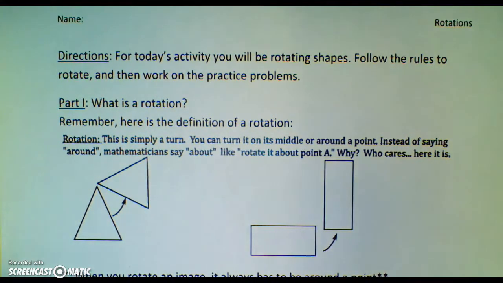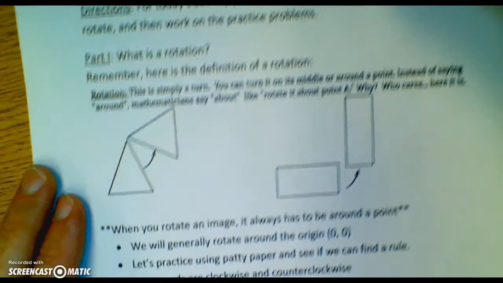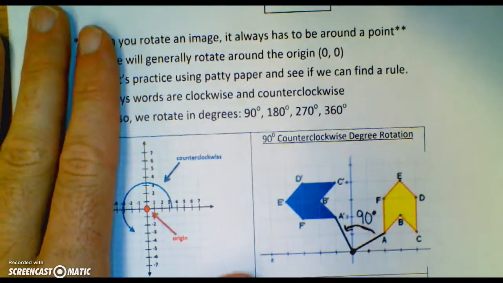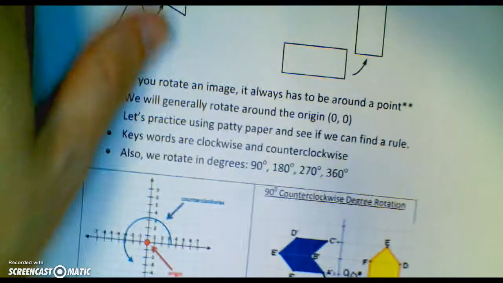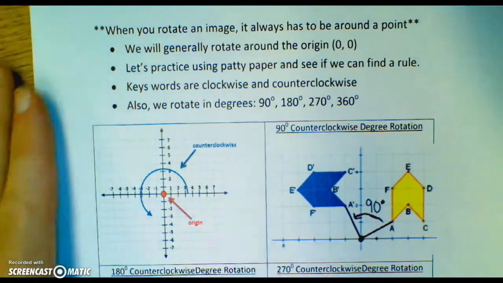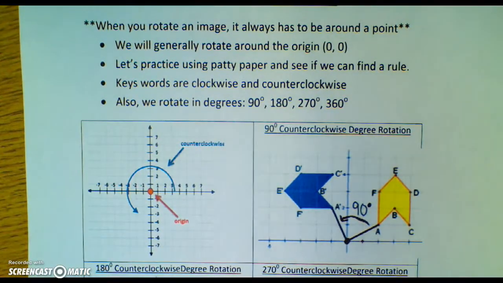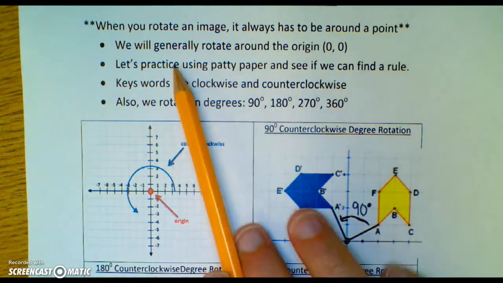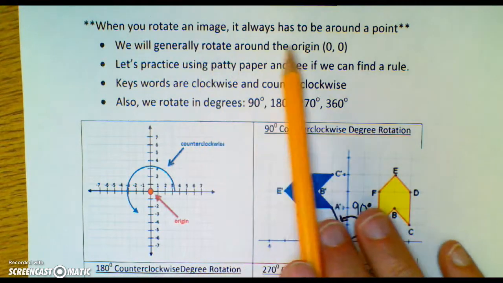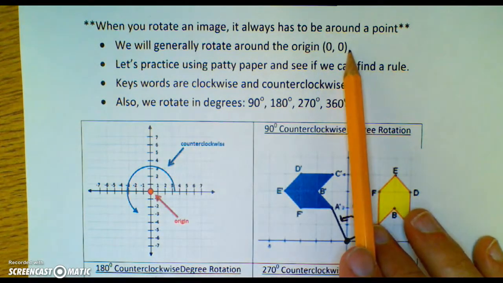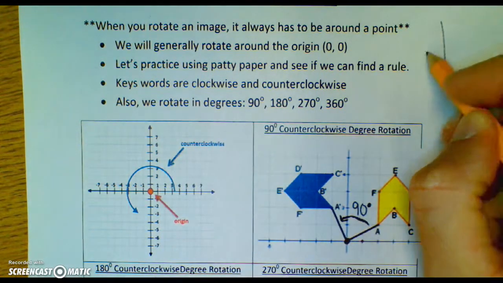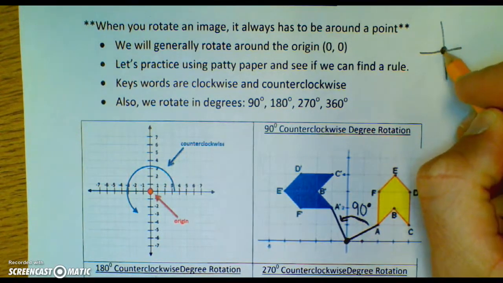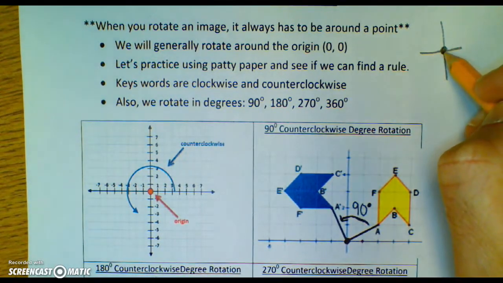So here are some key words or key rules to follow when you're rotating things. When you rotate an image, it always has to be around a point. So you have to be rotating it around something. For our purposes, we're generally going to rotate around the origin in the coordinate plane at the center. So you know at the center of a graph, that's the origin right there. So we're going to be rotating around that point.